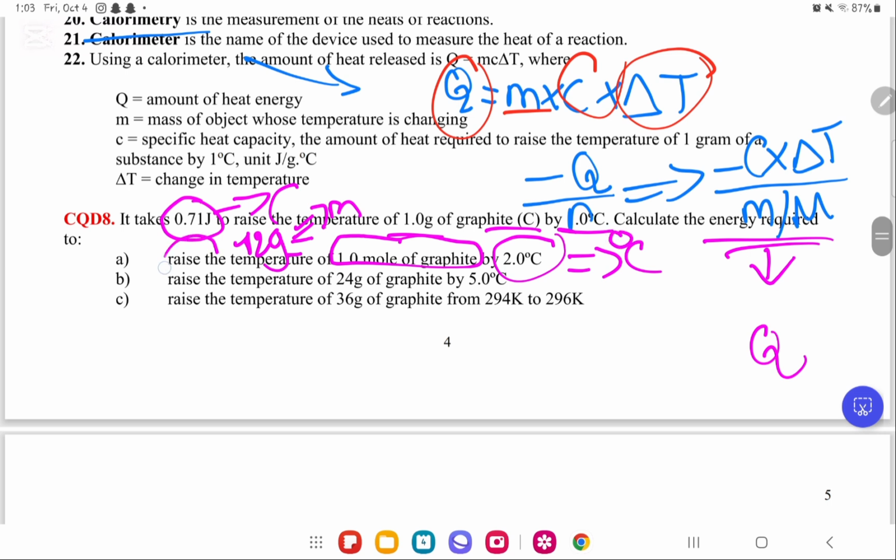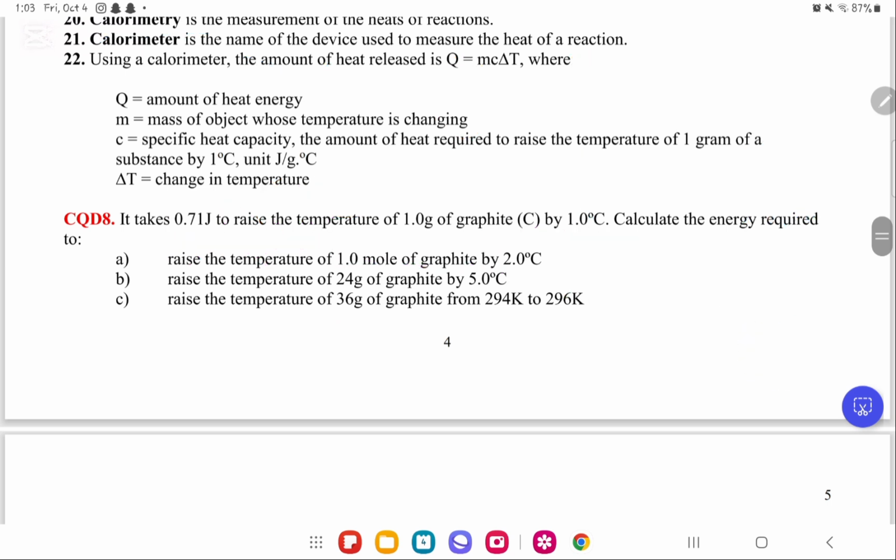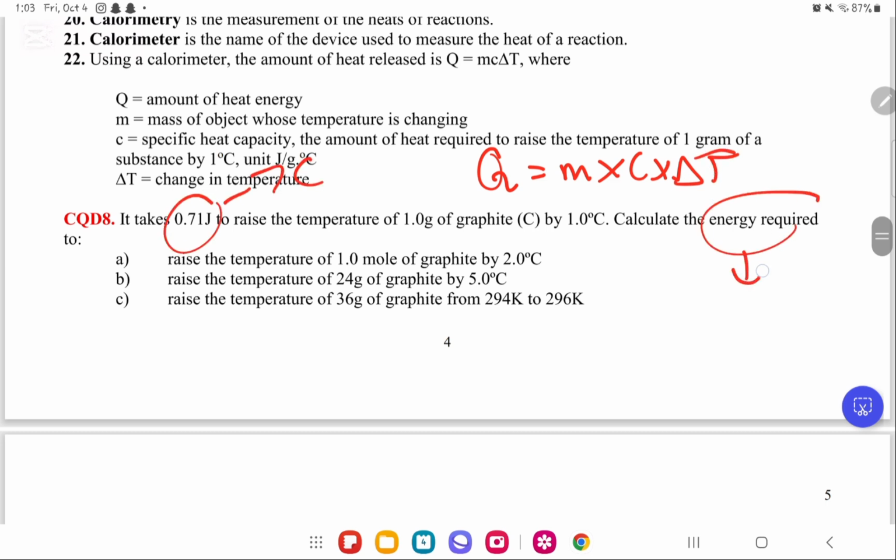Okay, but this is to raise the temperature by 2 degrees Celsius. So we can say this is our delta T. So we have C, we have mass, we have delta T, and we need to find Q. So we're going to use the equation Q equals M times C times delta T. Again, we have C, we have to find the Q, we have our mass, which is 12 grams, and we have our delta T. So all we need to do is substitute.